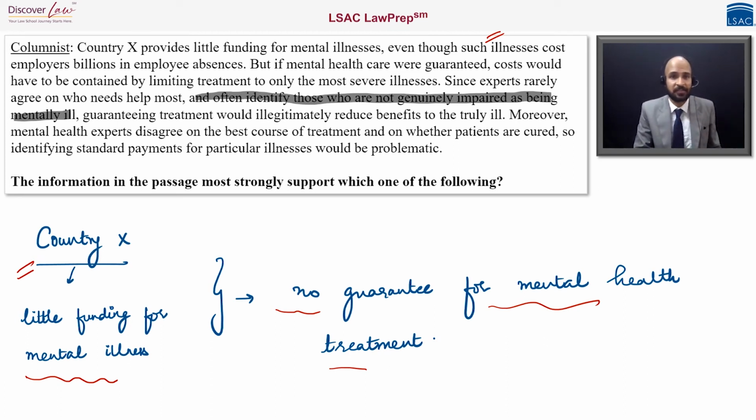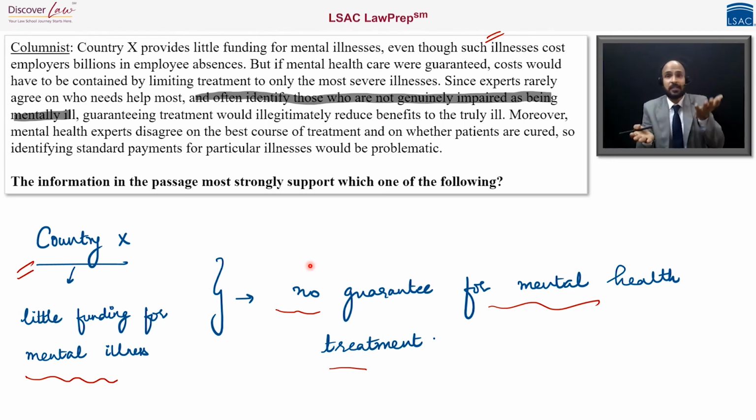Now the sentence that we have is, since experts rarely agree on who needs help the most, guaranteeing treatment would illegitimately reduce benefits to the truly ill. Simple sentence. It says that experts are not able to say who needs it the most.